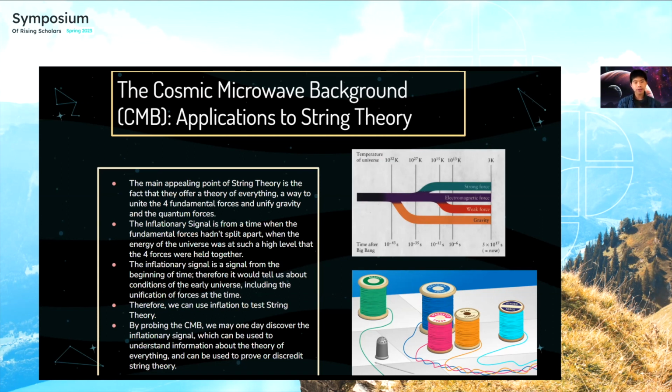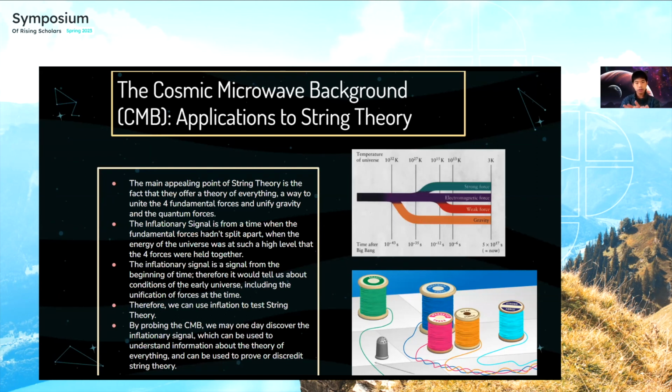Because the inflationary signal was from a time when the fundamental forces hadn't split apart, as you can see from the diagram here. When the energy of the universe was at such a high level that the four forces weren't different threads like this. They were all from the same thread. And therefore, if we were to detect an inflationary signal, we would be able to use it to derive important information about what physics would look like if the forces were unified.